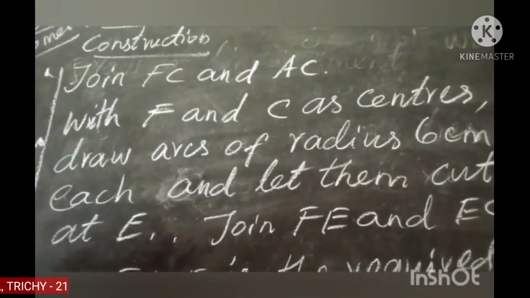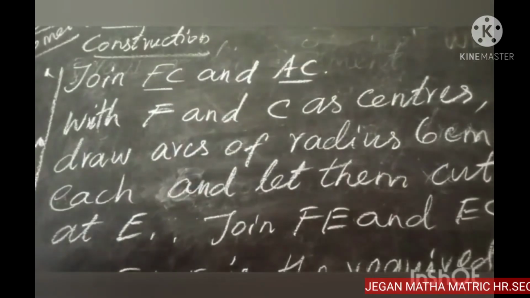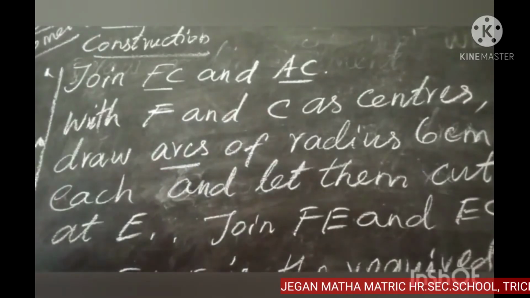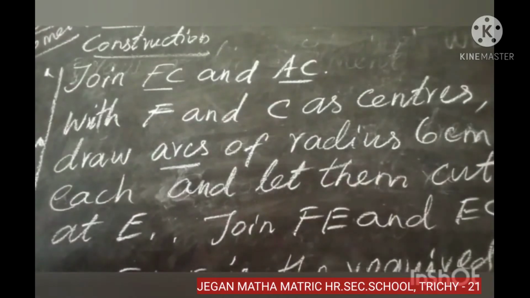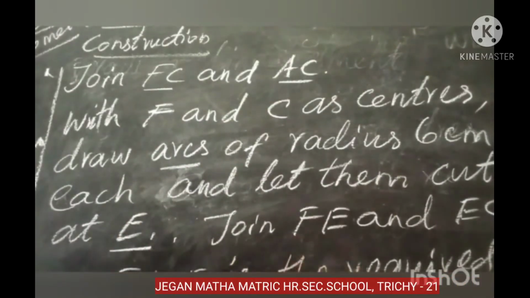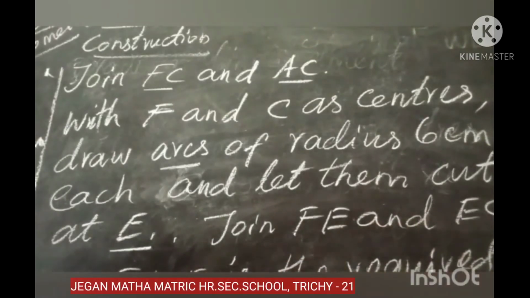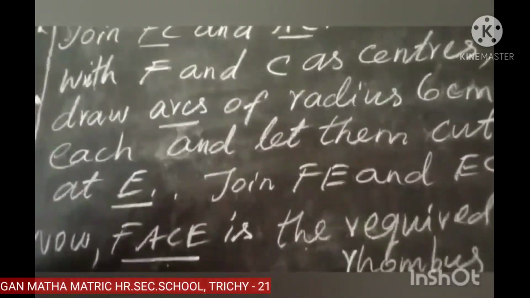Now the next point is, after marking the point, you join FC and AC. After that you start to draw the other part. With F and C as centers, draw arcs of radius 6 centimeter each, both sides 6 centimeter only, and let them cut at the point E. Now you can join FE and EC. Now FACE is the required rhombus.